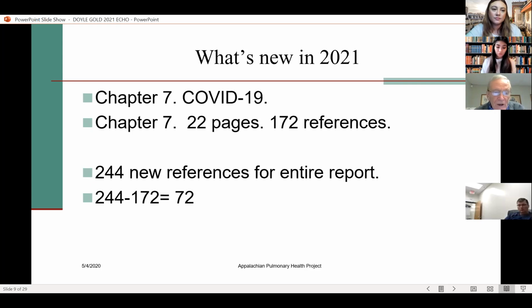And so it just so happens, if you think, well, 172 of those were for the new COVID-19 chapter, that means that about 72 others besides that chapter made it into the report as relevant and valid. Next slide.